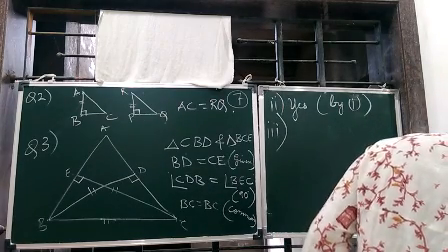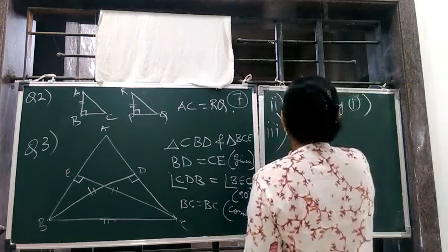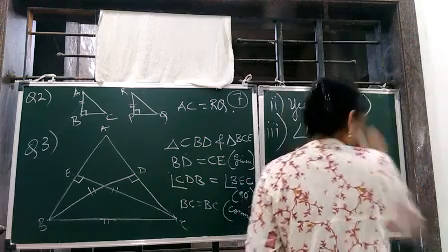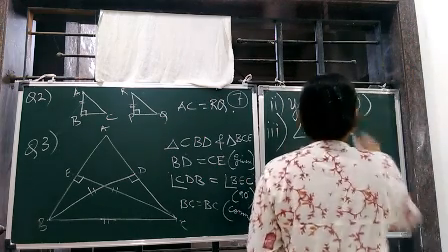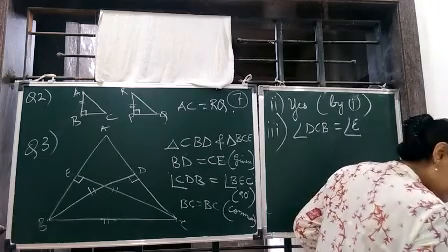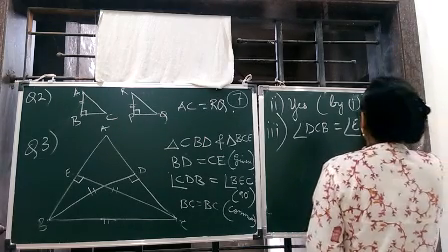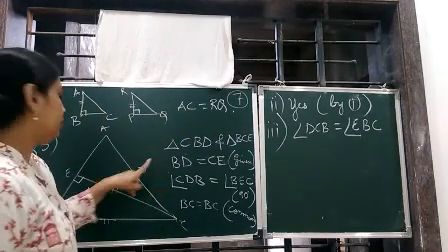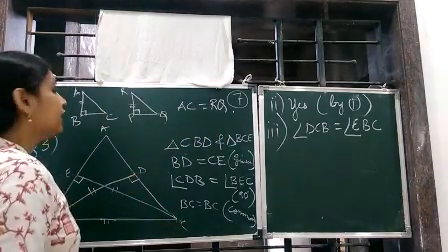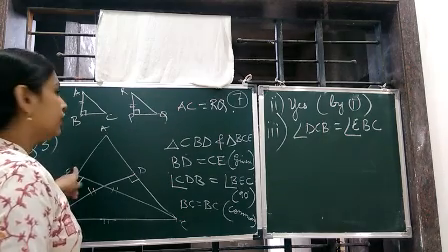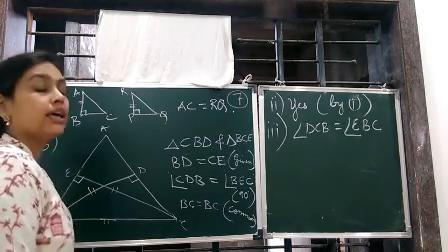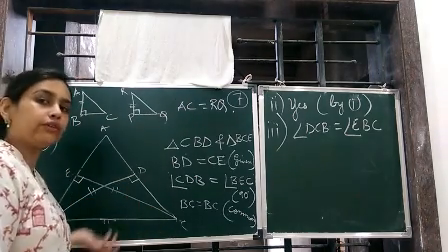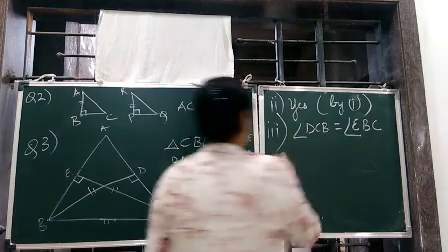Then the third one is: is angle DCB equal to angle EBC? Angle DCB equal to EBC. Yes, why? Because they are the parts of the congruent triangles. So, by congruent parts of congruent triangles, they are equal.